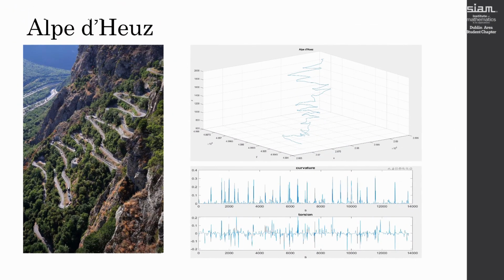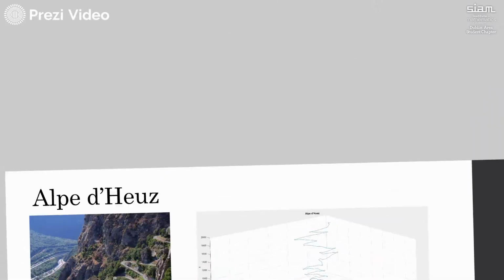One track we modeled was the Alpe d'Huez. It's a climb in the Tour de France, and luckily enough, I didn't need to cycle along it, I just needed to model it. I've included a 3D rendering of the track in MATLAB along with a graph of the curvature and torsion as you move along it.